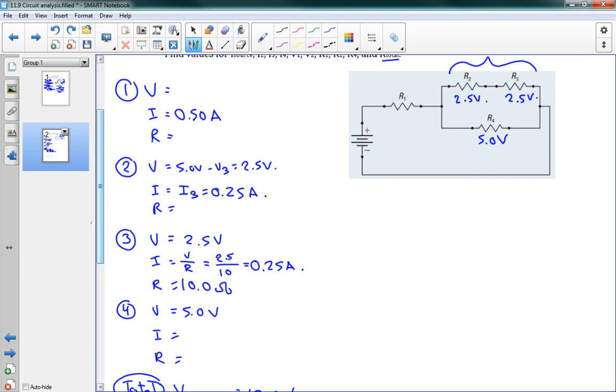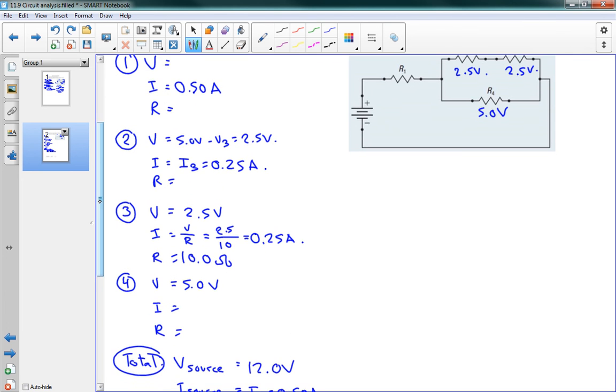Excellent. Now I can also fill out the resistance then for this guy. So R is equal to V over I. Got 2.5 over 0.25, which is going to be 2.5 divided by 0.25 is equal to 10. 10 ohms. Excellent.